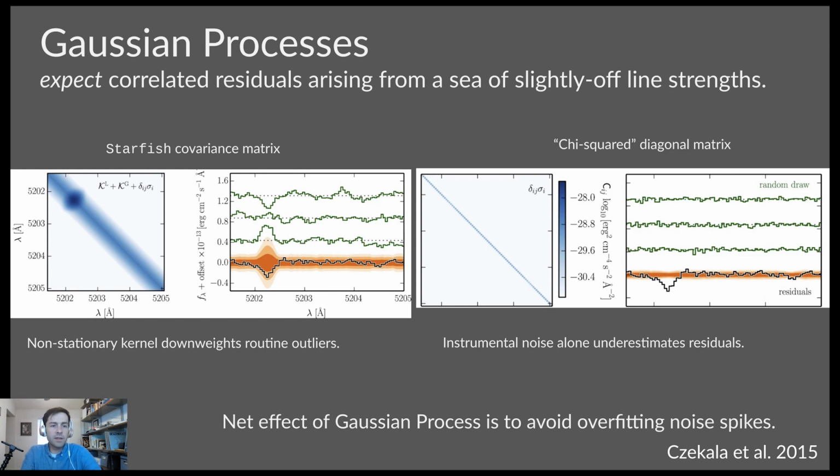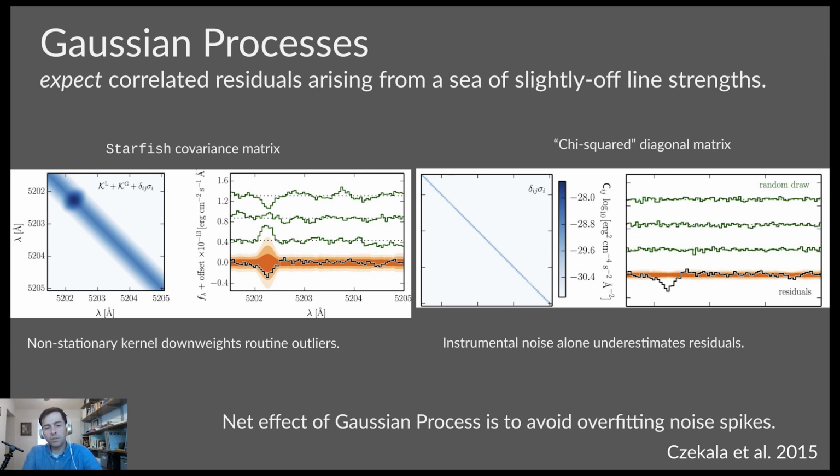This is basically saying that you expect some level of correlation structure in your residuals arising from just a sea of slightly off line strengths or model imperfections. And it's an improvement over the conventional chi-squared approach where you assume noise is independent and identically distributed. Here you're assuming that it comes from a multivariate normal that's the same dimensionality as the number of pixels in your spectrum, and you draw from that. Your data instance is drawn from that.